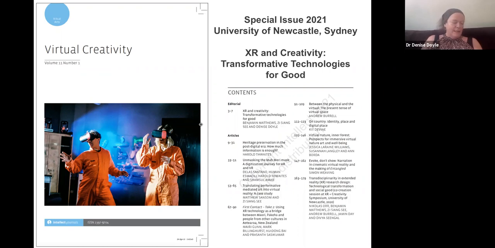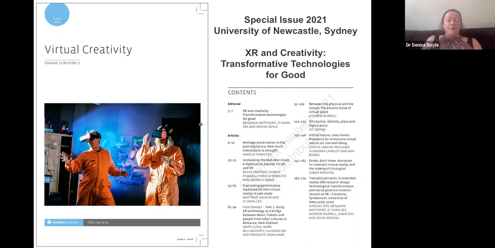So for this year, it's hot off the press, hasn't even been printed yet, is a special issue in collaboration with the University of Newcastle, just outside of Sydney. And the theme is XR and creativity, transformative technologies for good, and XR standing for extended reality, so VR, AR, etc. And Ben Matthews and Xiang Zi contacted me in 2020 before they had a symposium of the same name, and we agreed to have this special issue.